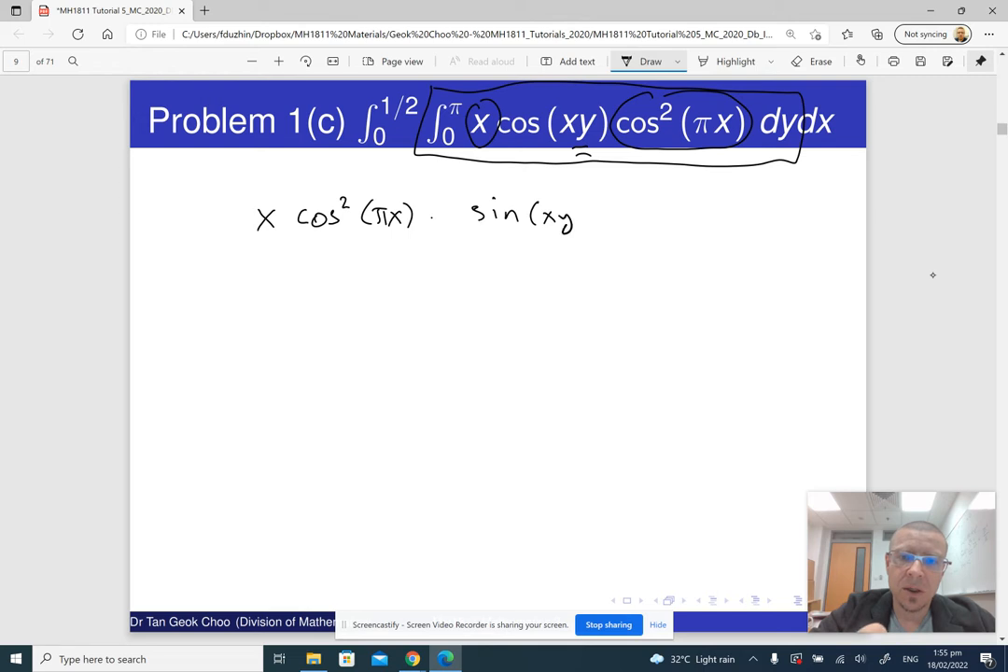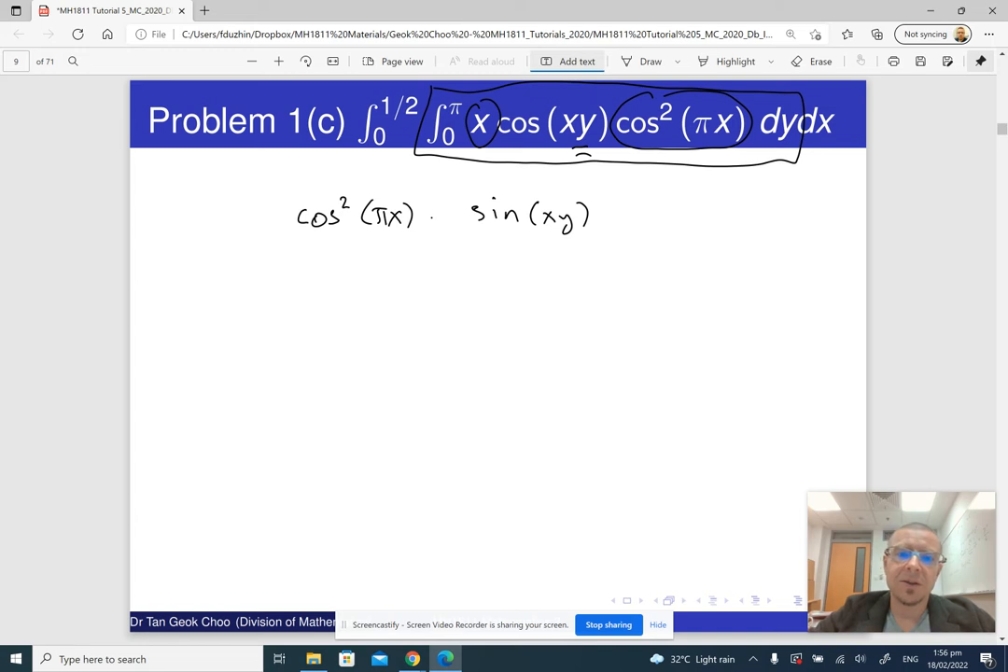of xy. But then if you differentiate sine of xy with respect to y, you will get cosine of x times y, right? So in order to get just the cosine, you need to divide by x. So this is the antiderivative of the boxed expression with respect to y. So there is x here and x here, so they cancel out. So we can just remove them, right?